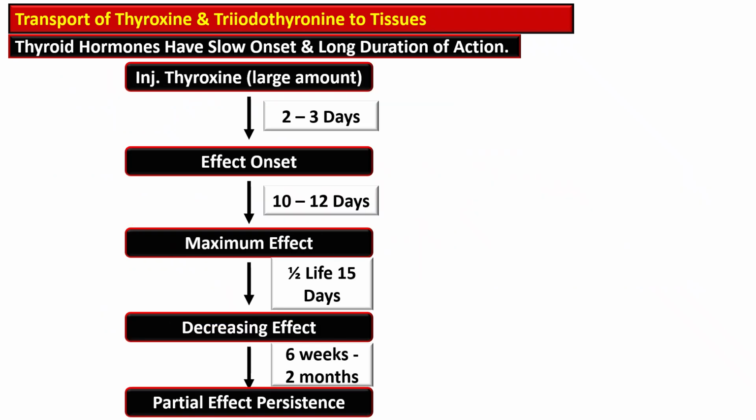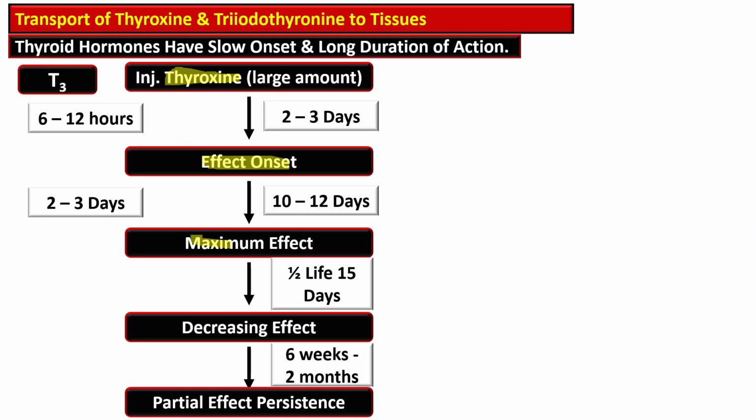So the thyroid hormone, especially thyroxine, has a slow onset and long duration of action. If a large amount of thyroxine is injected into a person, there is onset of the effect within 2 to 3 days, and the maximum effect is achieved within 12 days. The half-life of the hormone is about 15 days, so the effect decreases, and after 6 weeks to 2 months, there is only partial persistence of the effect.